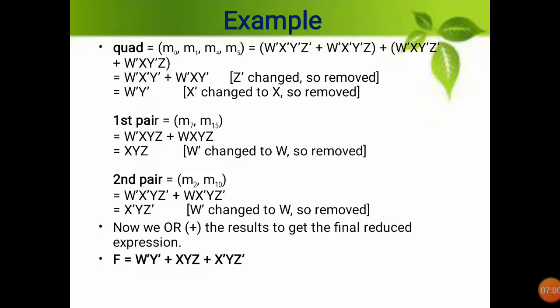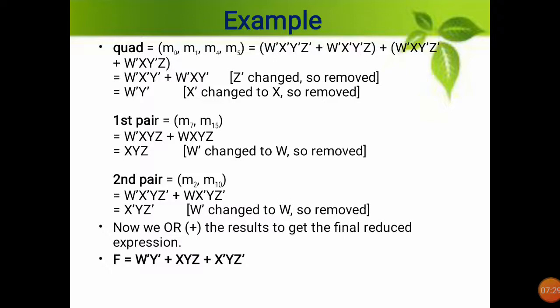So for the quad, see this quad expression here: Z and Z bar are changed, and X and X bar are changed. So we remove X and Z. So our final expression for the quad is W complement Y complement.